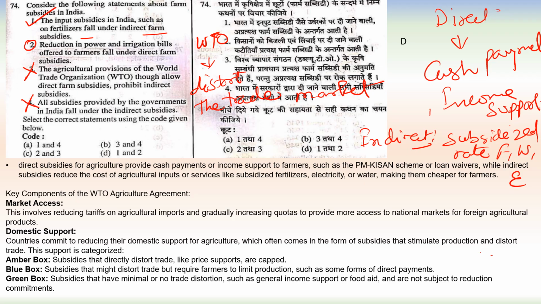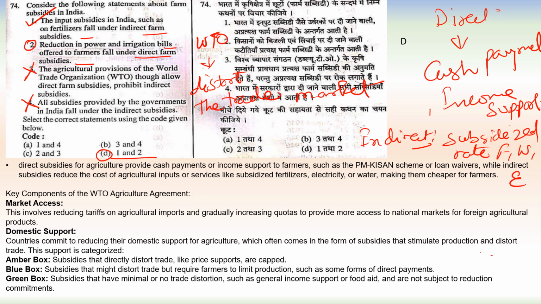So government of India provides direct as well as indirect subsidies. So here, if we see that 3 and 4 are wrong, only one option we are having, that is D. 1 and 2 is correct. So 2 is correct here, but this seems like indirect subsidies.